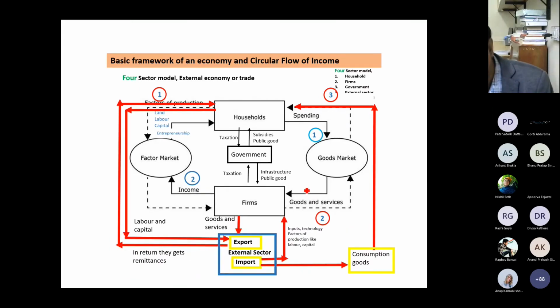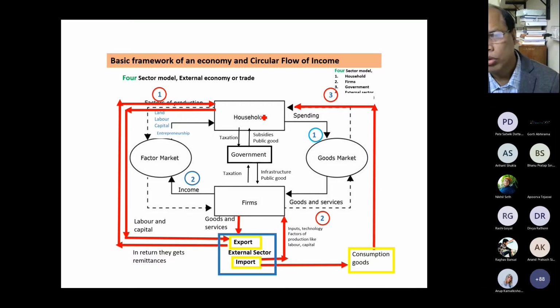Coming to the fourth sector model, we now introduce one more player, that is the foreign trade. We have another sector to come up. Other than the household, firms, and government, we have the fourth sector to come up, that is the external sector or the foreign trade sector. So we'll have export and import. Now, what will happen? I said earlier that disposable income in the hands of the households turns out to be 900 crore rupees.